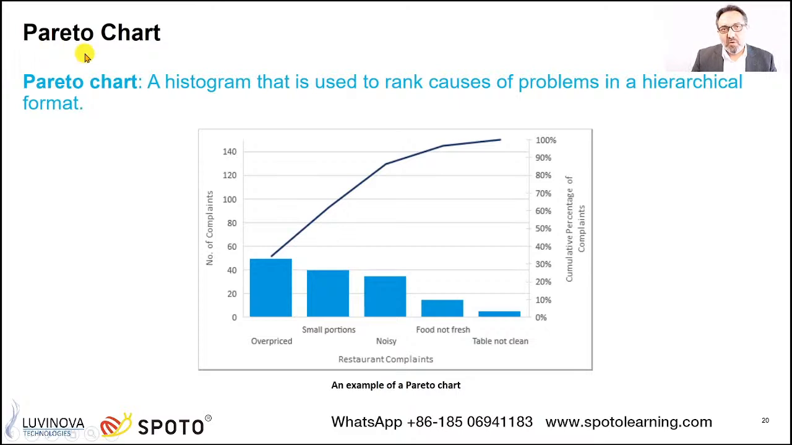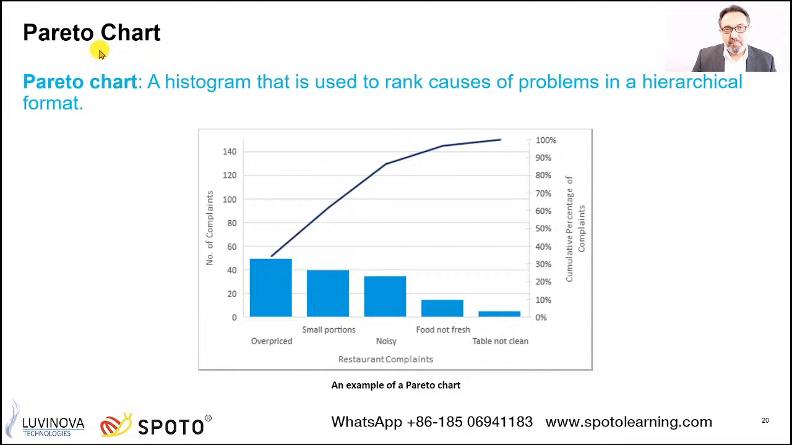Another famous technique is the Pareto chart. The Pareto chart follows the law of Pareto called 80-20. Pareto said 80% of our problems are because of 20% of the causes. This is the law of the Pareto. So if you solve that 20% of the causes, you are going to solve 80% of your problems.